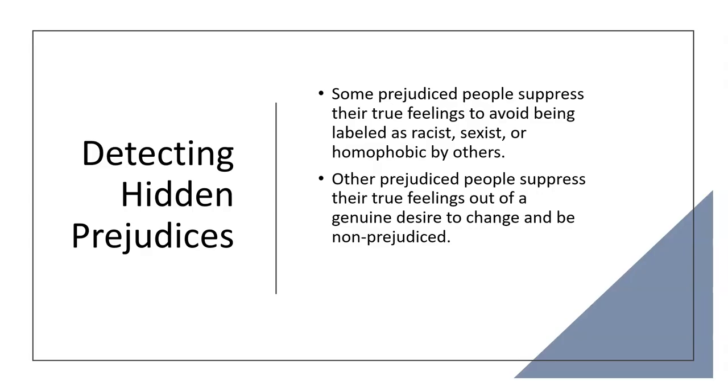So some people will actively suppress their attitudes so that they're not labeled with negative terms, but they're not really worried about the fact that they're actually that way. Still other prejudiced people will suppress their true feelings because they want to change their minds.